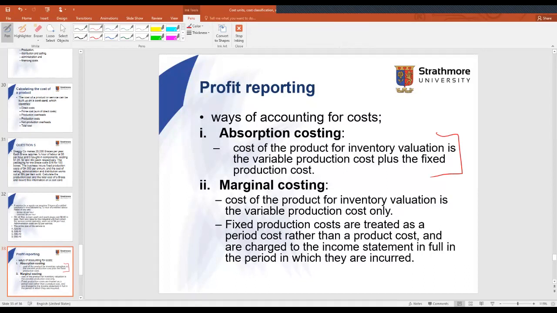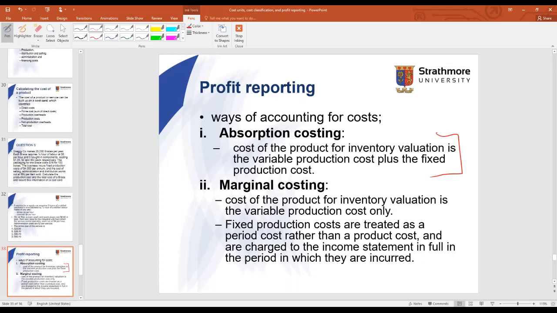Now in case you're using the marginal costing method, the cost of the product for inventory valuation is the variable production cost only. Which implies that more or less it will only be the prime cost, because the prime cost is the labor cost, which will vary in line with the units of production, as well as the cost of raw material. So it is more towards the prime cost.